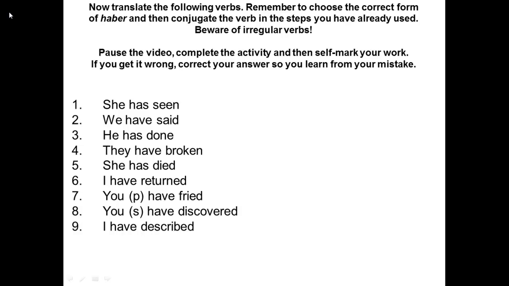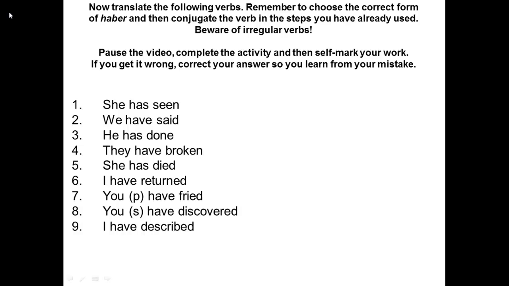Now translate the following verbs. Remember to choose the correct form of haber and then conjugate the verbs in the steps you've already used. But remember, beware of irregular verbs because all of these are irregular. Remember also that some of these verbs may have a prefix at the start, but that still means that the latter part, the past participle, would still be irregular. Pause the video and complete the activity and then self-mark your work. And remember, if you get it wrong, correct your answer so you can learn from your mistake.